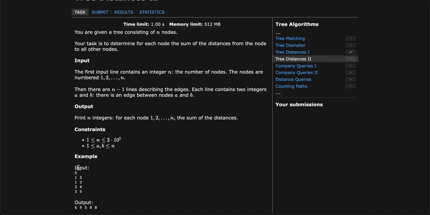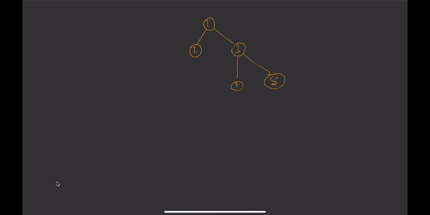Okay, let's see. So 1 2, 1 3, 3 4. Is it 1 3, 3 4, 3 5? So for every node, the sum of the distances.